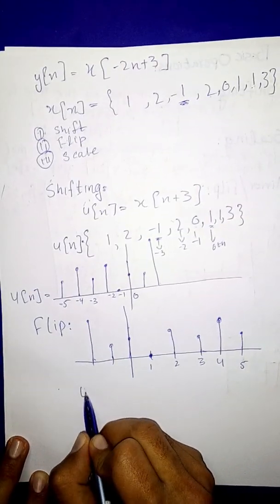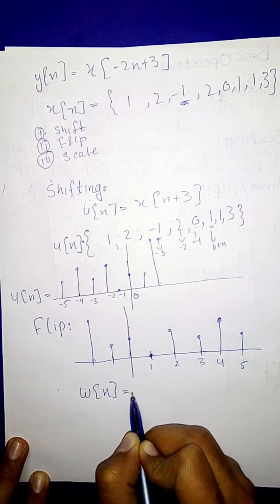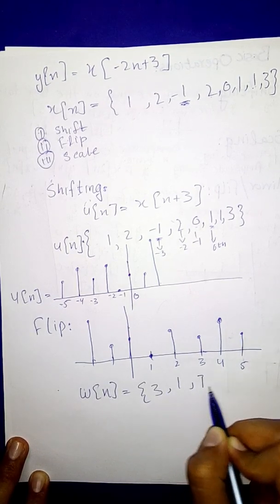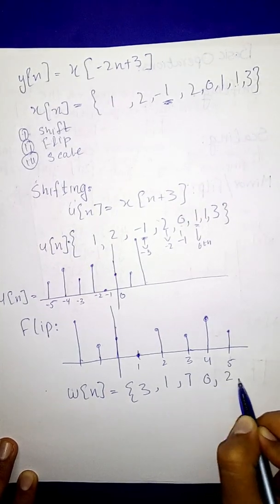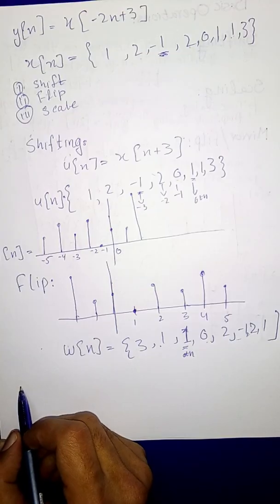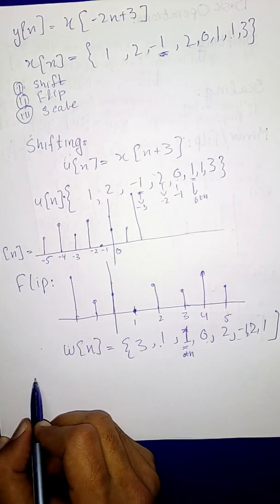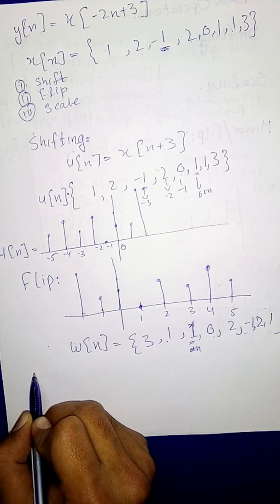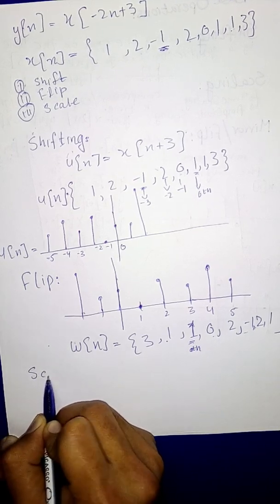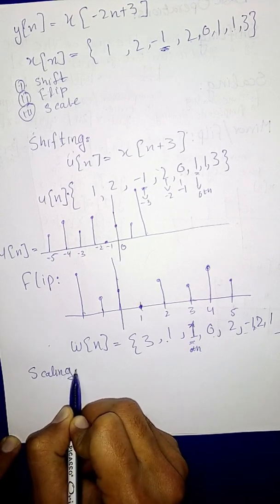We'll name this signal as W of n, and this is equal to 3 1 1 0 2 minus 1 2 and 1. Now the last factor that we will apply is the scaling operation.